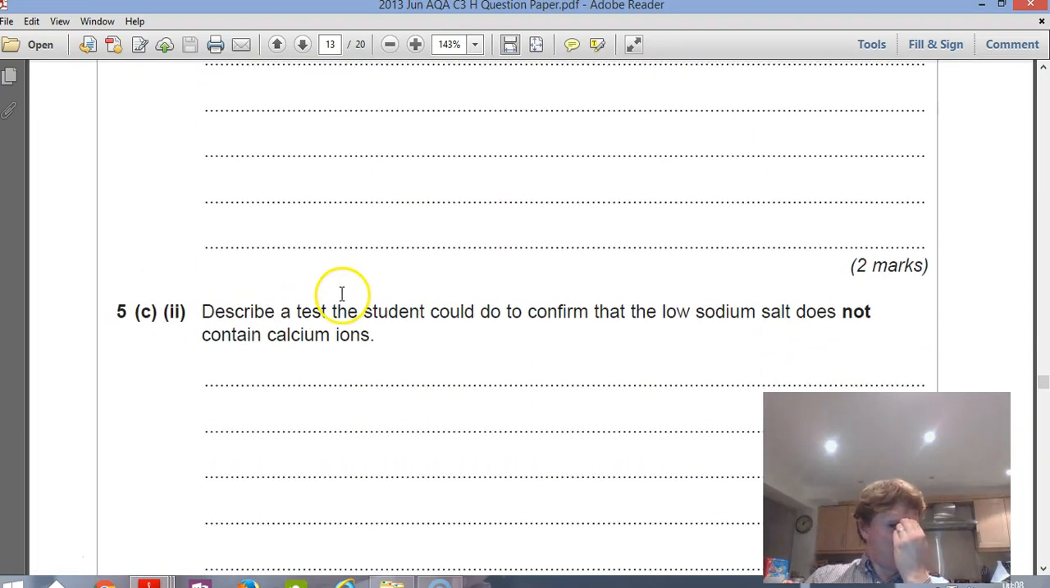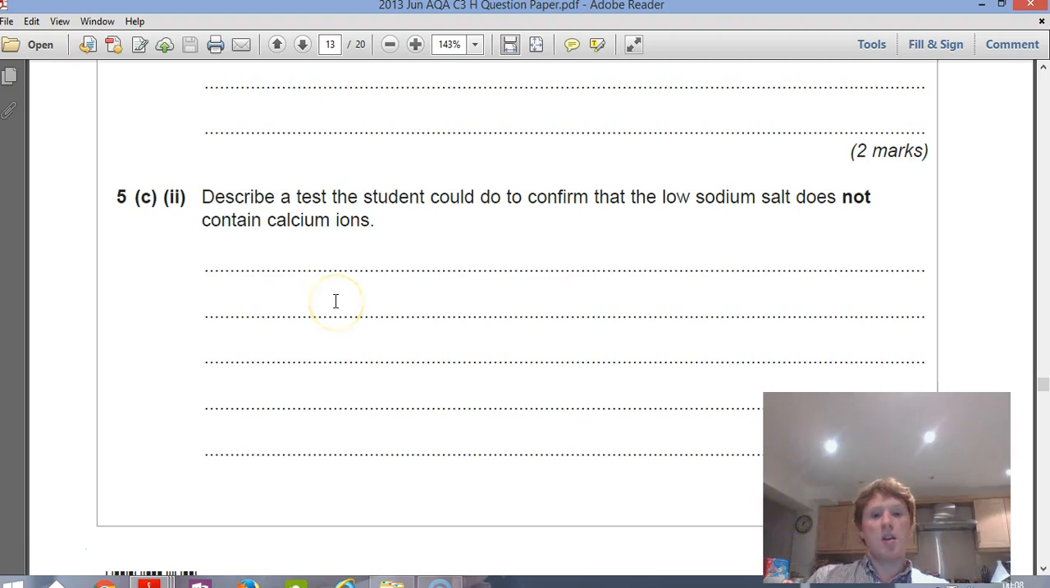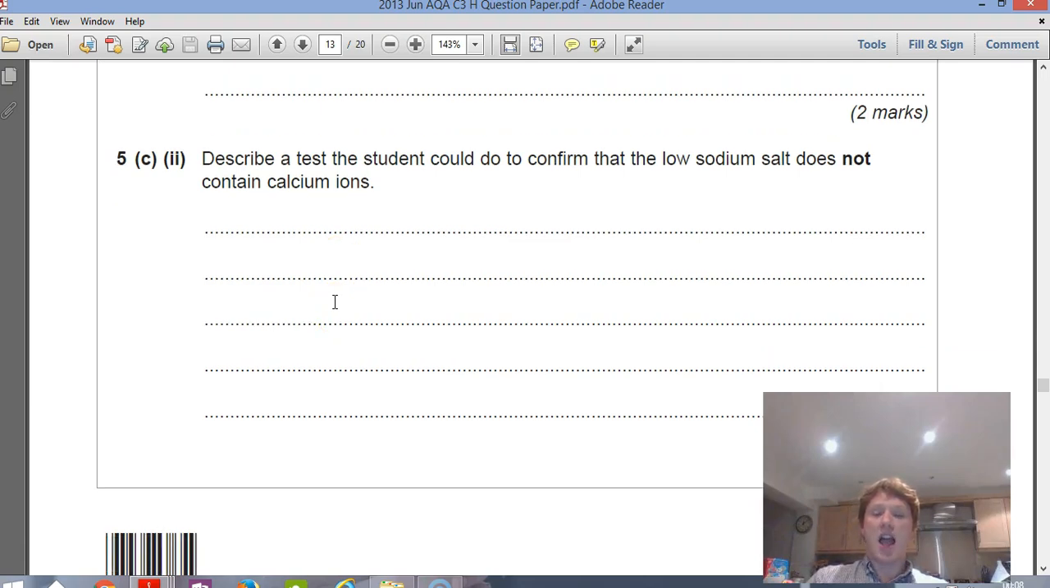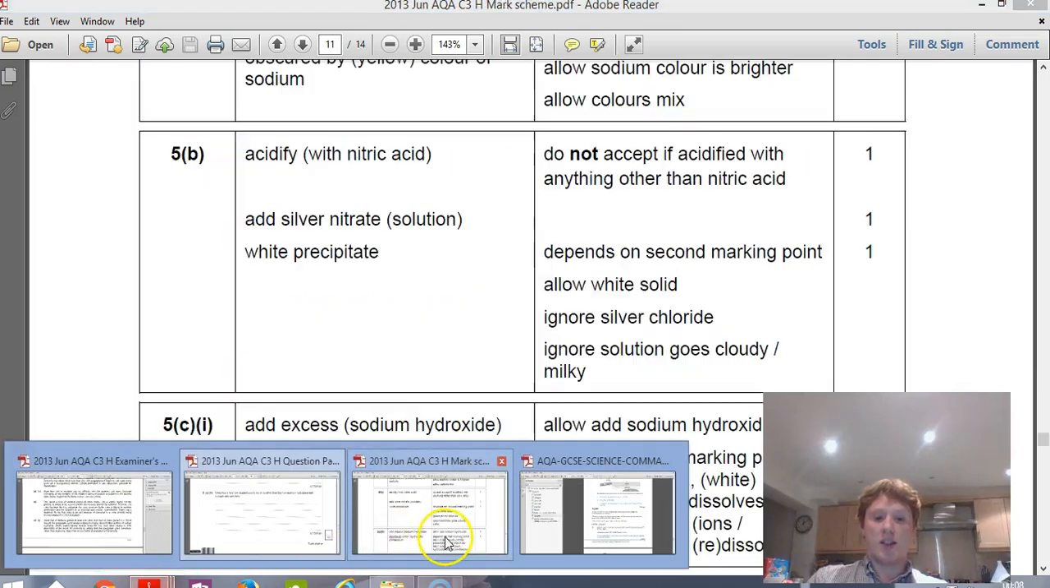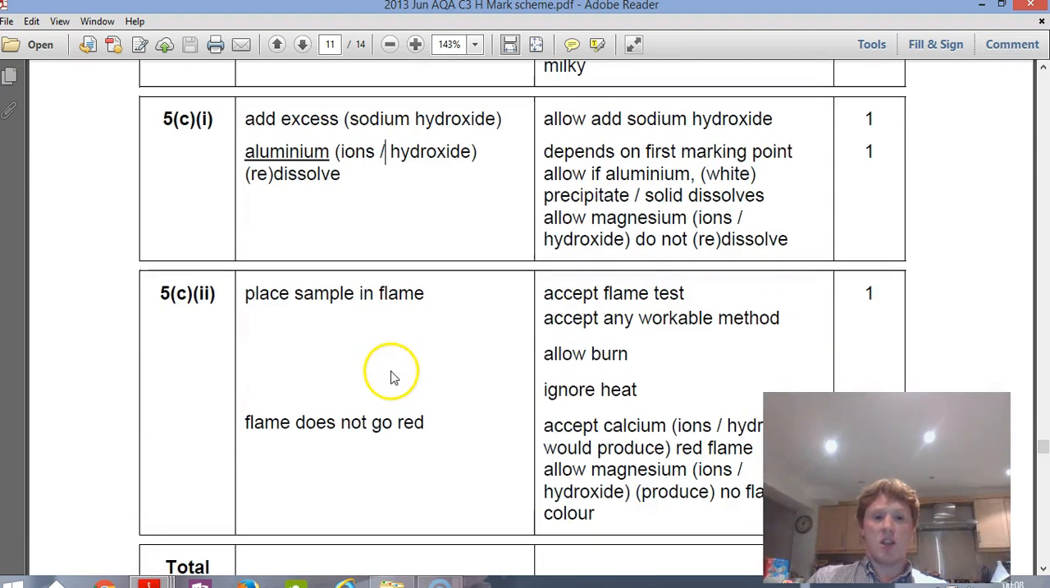Right, question 5C part 2. Doesn't contain calcium ions. How would you prove it doesn't contain calcium ions? Off you go. Right, this one. You would put it in a flame and it doesn't go red. So the test for calcium ions is it goes red in a flame.